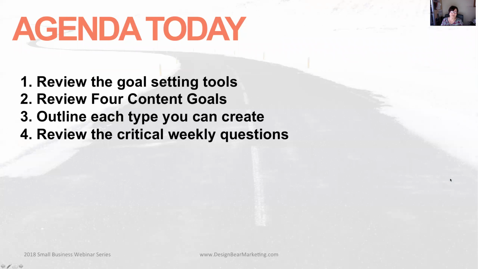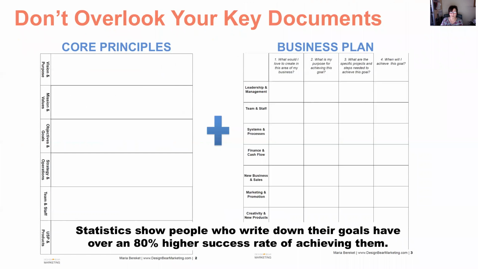Today we're going to review our goals, as I do every single week, but we're going to dive into the 4 content types of goals. And then we're going to outline what you can create to meet those goals. It's very important that you take the time to do that. I do have a worksheet that can help us on that. And then we're going to review our critical weekly questions.